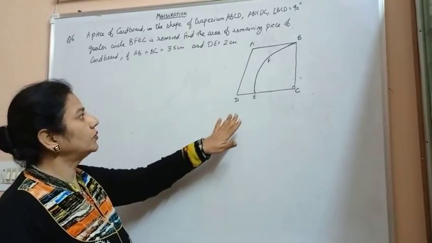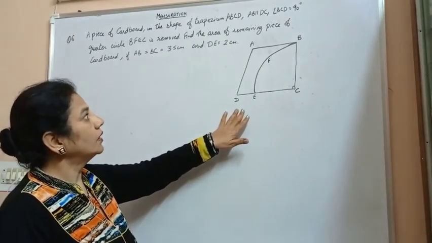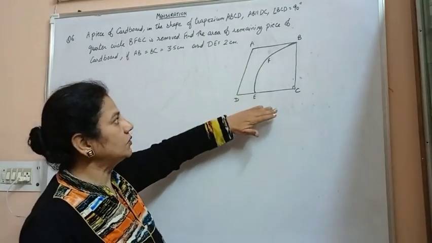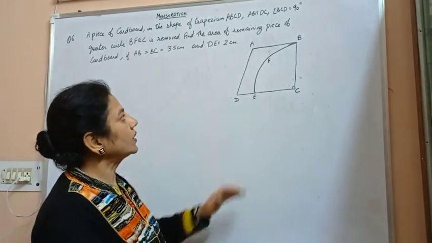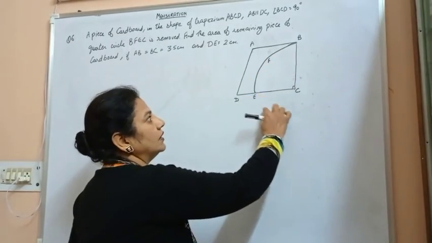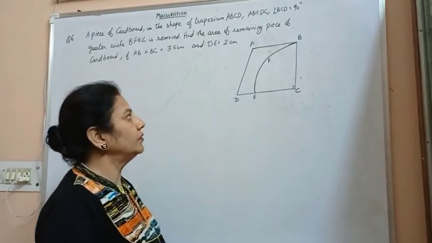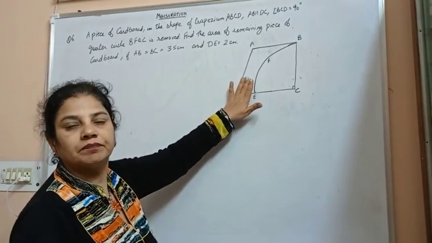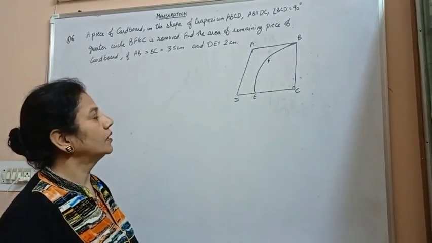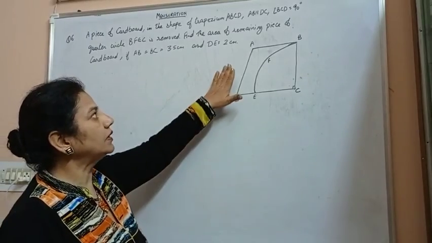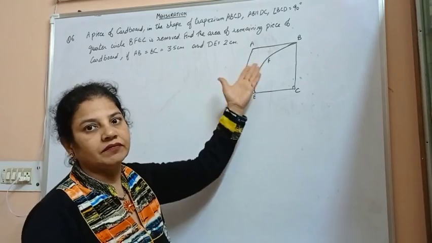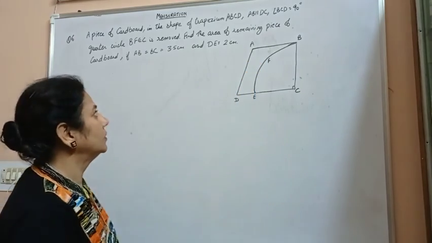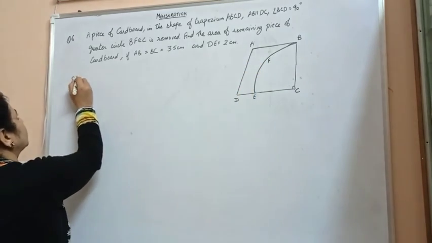A piece of cardboard in the shape of a trapezium where AB is parallel to DC is given to us and angle C is 90 degree. A quarter circle DFEC has been cut off from it. We have to find the remaining piece of cardboard. To calculate this, we calculate the area of trapezium and subtract the area of quadrant, we get the remaining piece of cardboard. First of all, we calculate the area of trapezium.